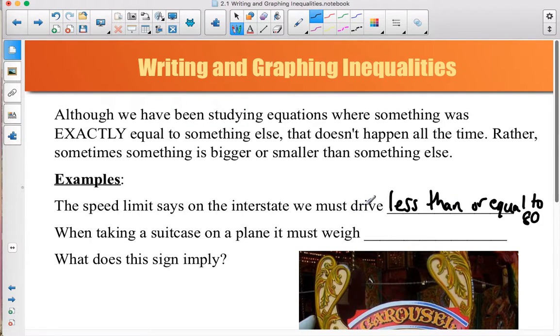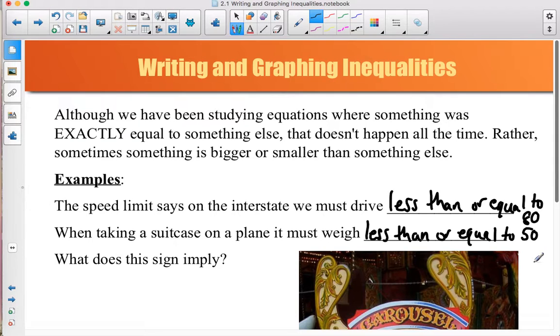When taking a suitcase on a plane, it must weigh less than or equal to 50 pounds. It's another inequality. It doesn't say it has to weigh exactly 50. It says you can weigh 50 or less.